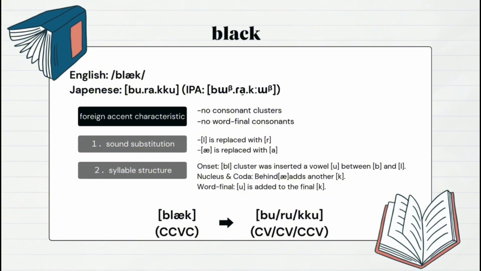Beyond these sound changes, the syllable structure is heavily modified, as you can see on the slide. U is inserted between the B and the L to break up the cluster. Then, after the short vowel A, the stop consonant K is doubled to create a geminate. Lastly, to avoid a consonant being at the end, another U is added after the K to transform a one-syllable English word into a three-syllable Japanese sequence, buraku.